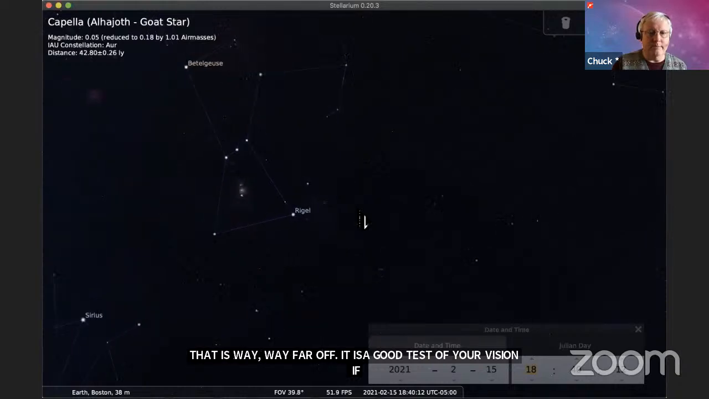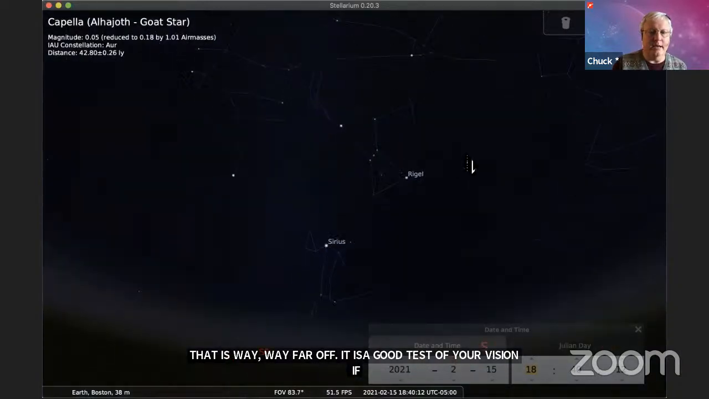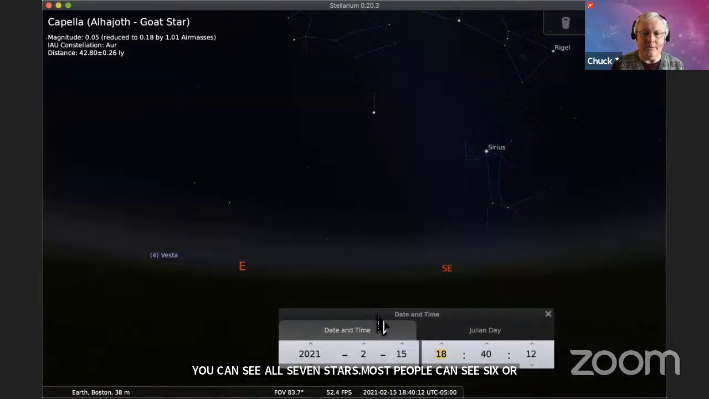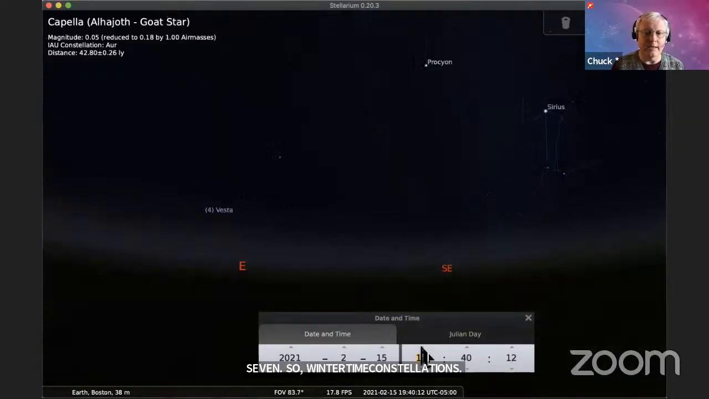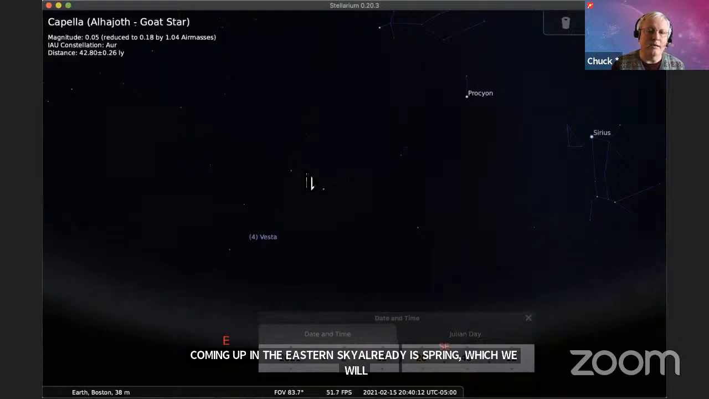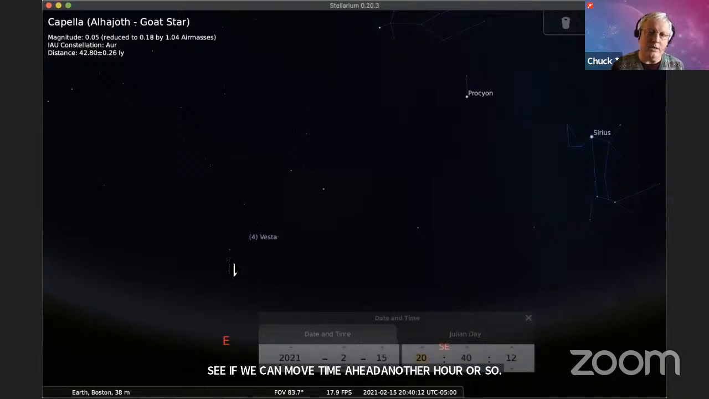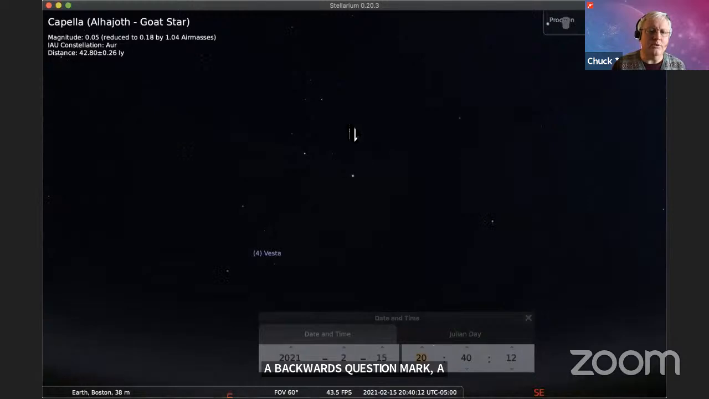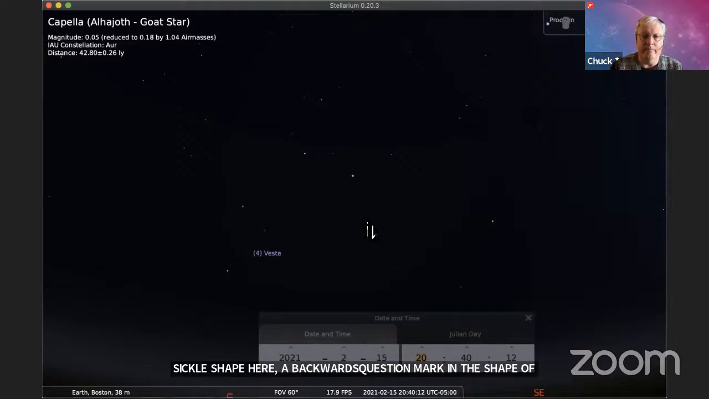So, wintertime constellations. And coming up in the eastern sky, already a sign of spring, which we'll especially see if we can move time ahead another hour or so, the backwards question mark, sickle shape here. It's a backwards question mark of 6 stars. And 3 stars right here in a triangle. Notice the 2 of these together. Put the 2 of those together, this shape and the triangle. Do they seem to suggest some kind of animal to you? If so, what?